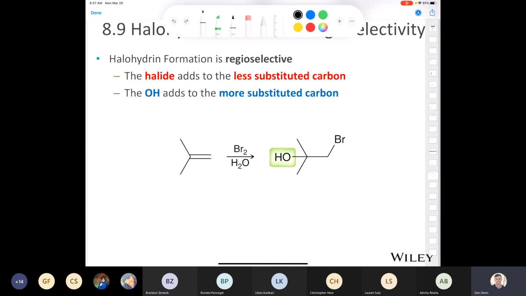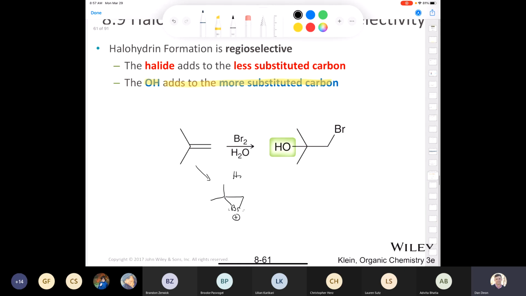But what happens is, I like to remember it this way, that the nucleophile, the hydroxyl from the water, adds to the more substituted carbon. And there's a very good reason for that. You form the intermediate bromonium ion. There's my bromonium, and if I draw a water molecule, the water molecule actually ends up reacting on the less hindered carbon.